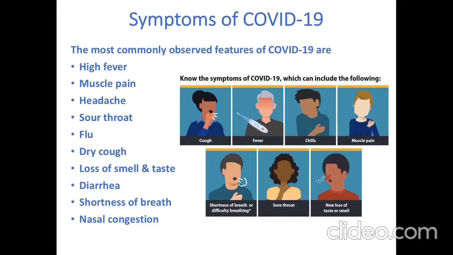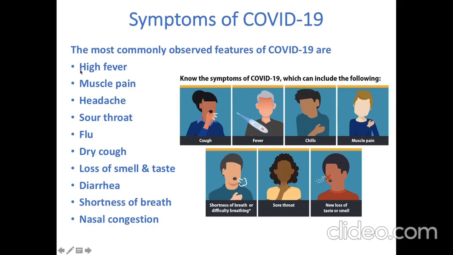The major symptoms, the spectrum of symptoms associated with this disorder, include high fever, muscle pain, headache, sore throat, flu, dry cough, loss of smell and taste, diarrhea, shortness of breath, and nasal congestion. So it is not necessary that all these signs and symptoms should be present in a single patient. It depends upon the genetic makeup of the individual. Some patients experience a different type of phenotype, different types of symptoms.